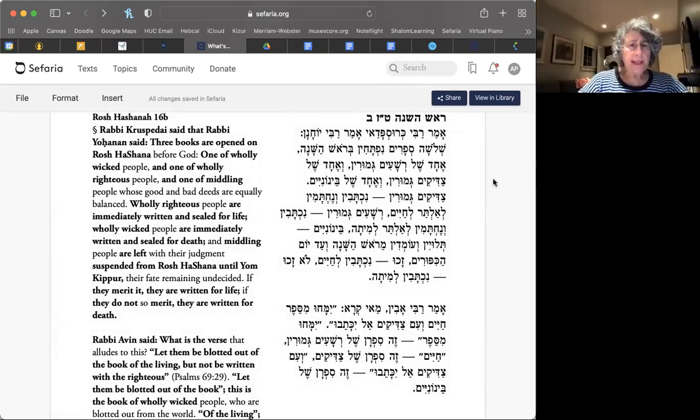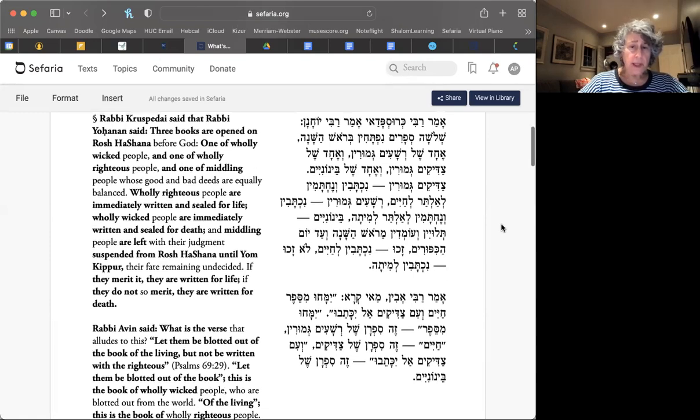Rabbi Cruspede said that Rabbi Yochanan said, three books are opened on Rosh Hashanah before God. One of wicked people, and one of righteous people, and one of middling people whose good and bad deeds are equally balanced. Righteous people are immediately written and sealed for life. Wicked people are immediately written and sealed for death. And middling people are left with their judgments suspended from Rosh Hashanah until Yom Kippur. Their fate remains undecided. If they merit it, they are written for life. If they do not so merit, they are written for death.